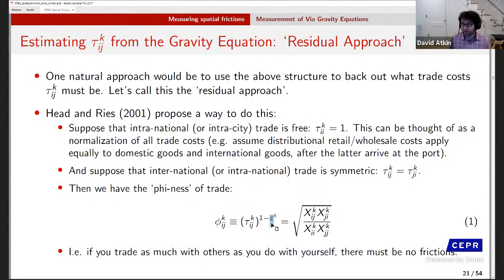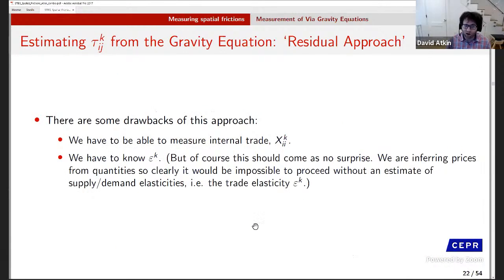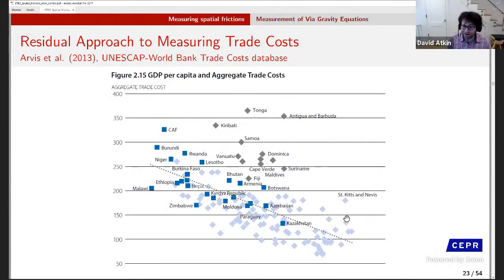And to do that, we're going to need to know some elasticity. And so if you think you can estimate that elasticity or you have some outside source for it, then you can go and back out these tau ij's. Okay, so a lot of people have done this in many settings, internationally. The World Bank has even produced a trade cost database based on this inverse gravity, as they call it.